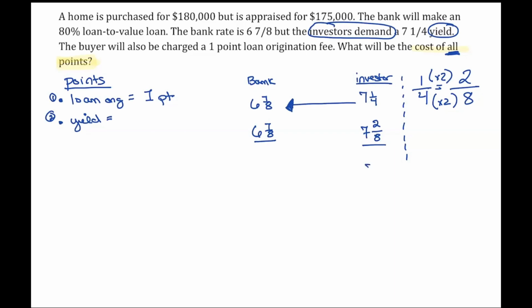So now I have 6 and 7/8, and I got 7 2/8. So let's count backwards. What would be the number before 7 2/8? We're counting backwards. We're at 7 2/8. What comes before 7 2/8? 7 1/8. Very good. What comes before 7 1/8? 7. Yep. What comes before 7?